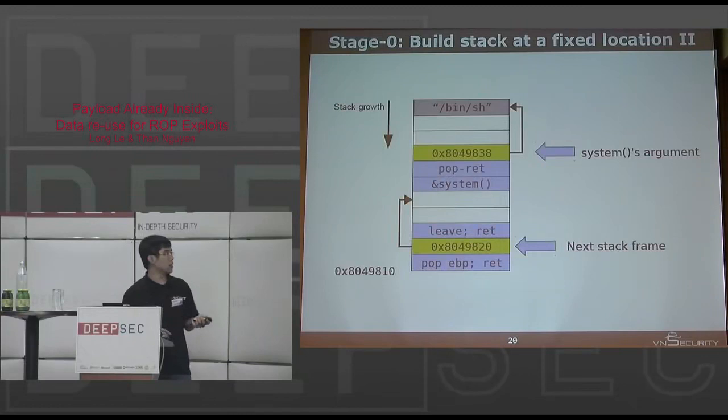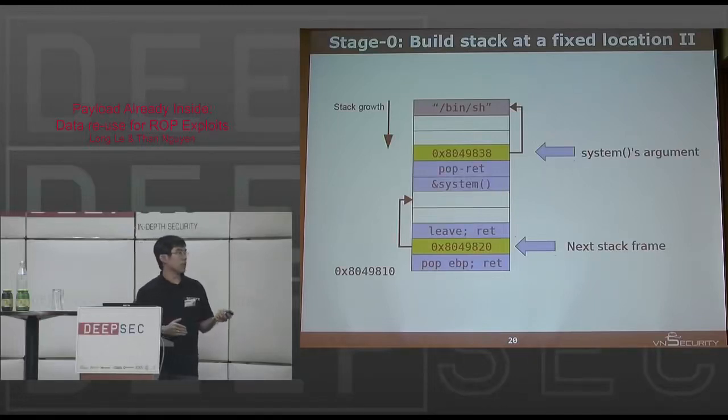So here is an example of the benefit of having a stack in a fixed location. For example, we choose this address, which is in the data section, to use as a new location for the new stack. From this, you can see you can control the next stack frame and things like that. And you can actually control the whole thing more easily.